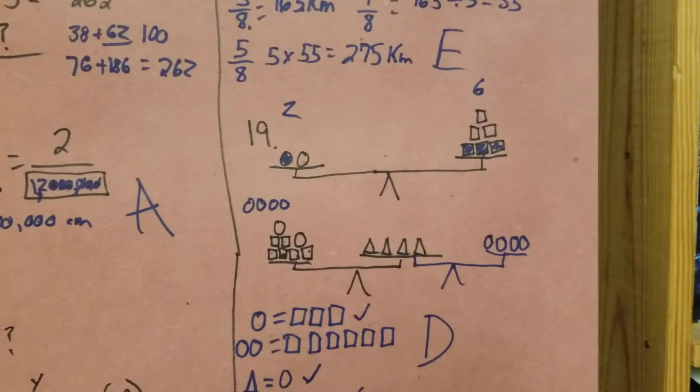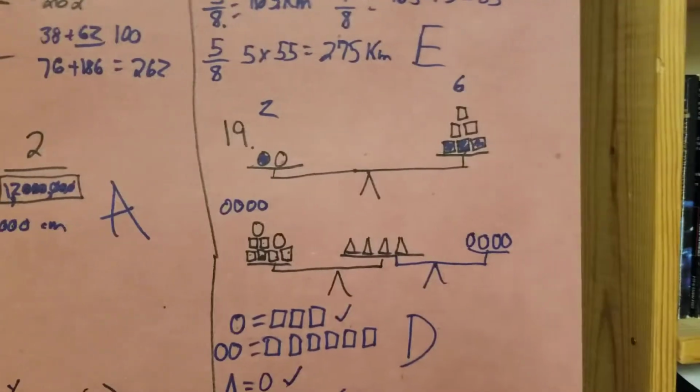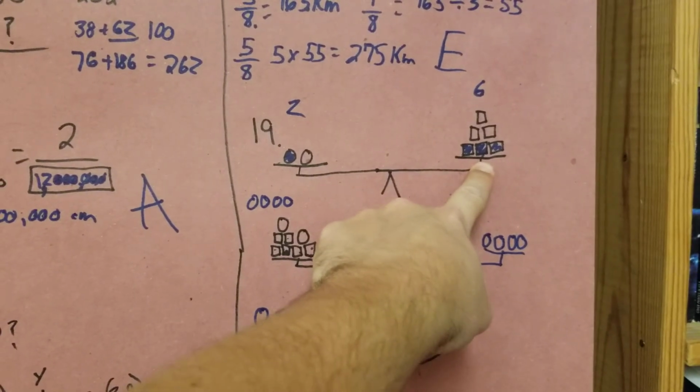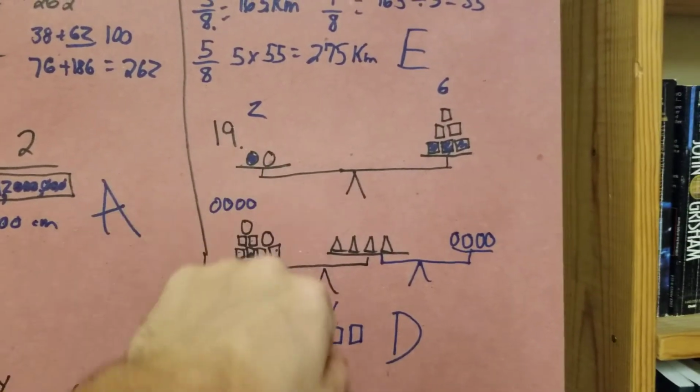All right, number 19 I like a lot. It's kind of fun. So I have these balances. So 2 circles equals 6 squares. And yeah, I started scratching them all in for you.